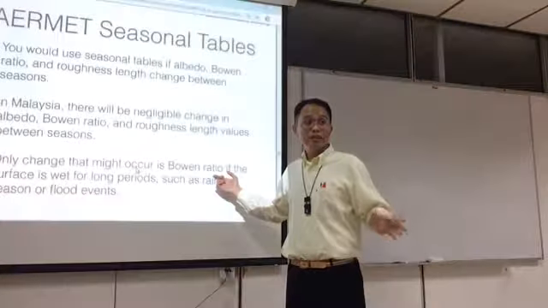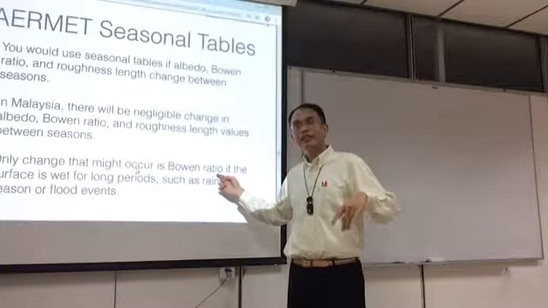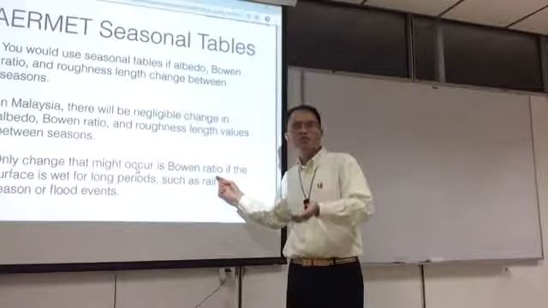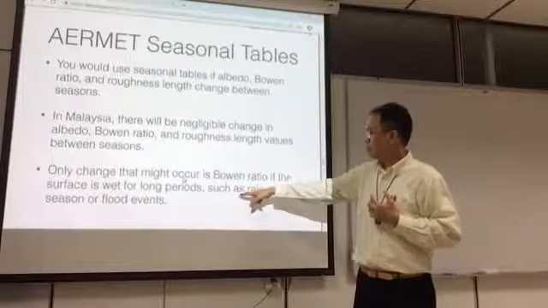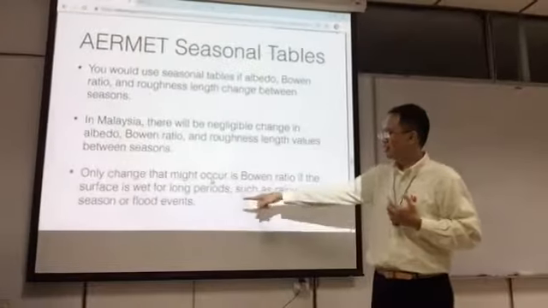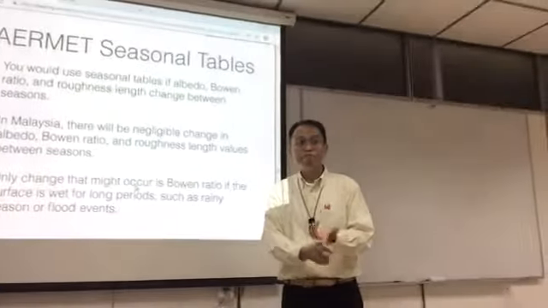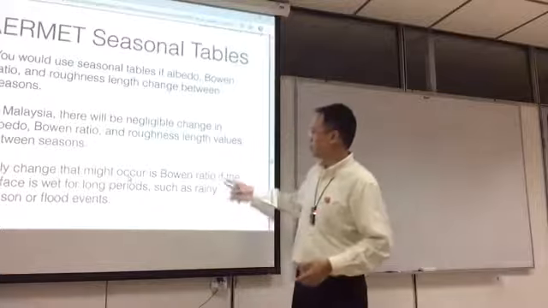Depending on the season. Like if it's a wet season, then the Bowen ratio will be, I think, lower because there's more moisture in the air. If it's a dry season, the Bowen ratio will be higher. If the surface is wet for long periods such as rainy season or flood events, that's the only thing that changes. Albedo will probably be the same. Surface roughness also will be the same. If you want to consider this.